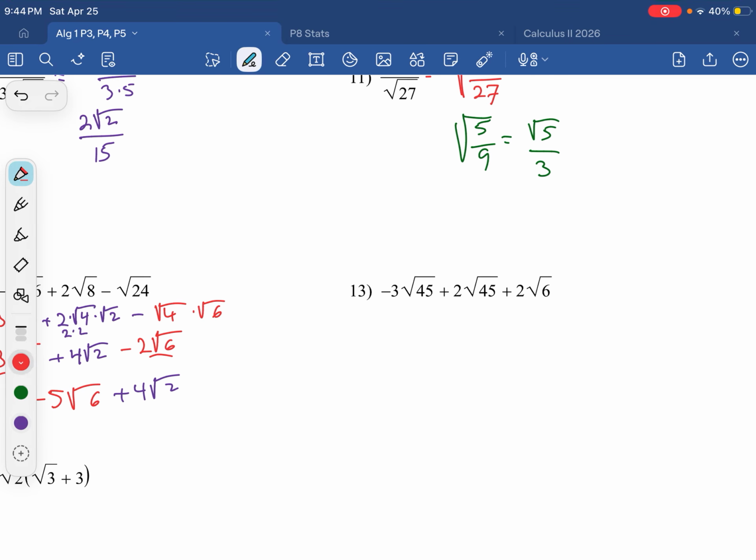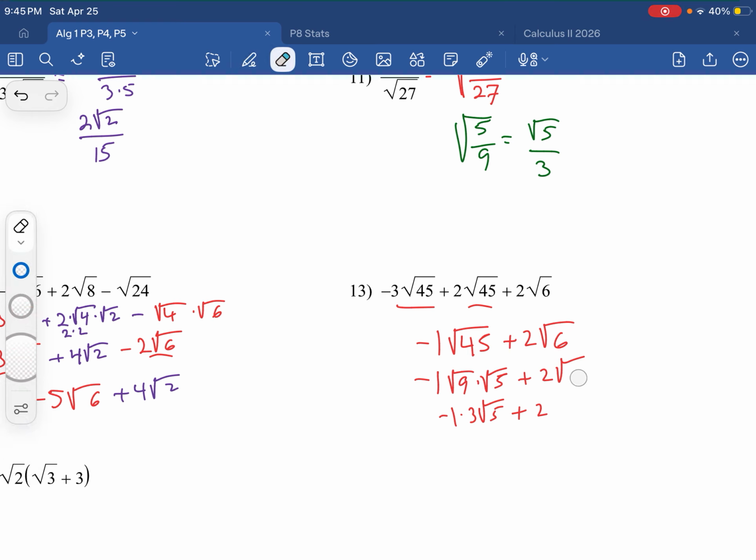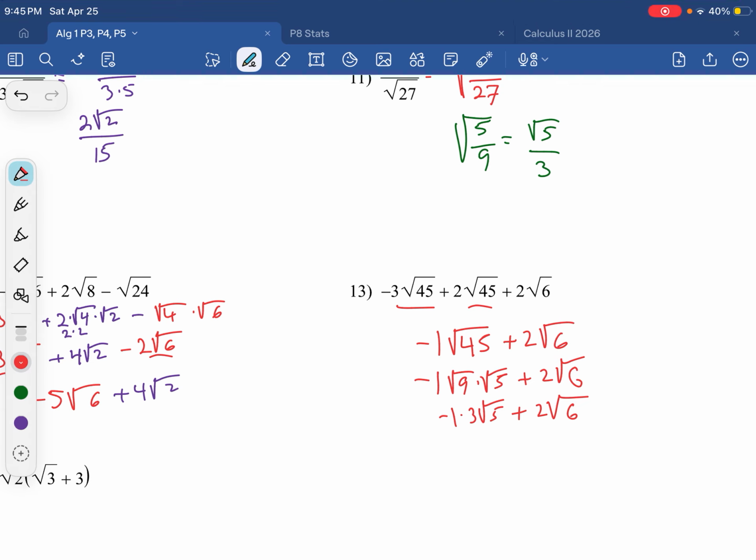Same idea in 13. Now, you don't have to simplify these beforehand. We can say that this is going to be -1 square root 45 plus 2 square root 6. I can rewrite the square root of 45 as 9 times the square root of 5 plus 2 square root 6, or -1 times 3 square root 5 plus 2. Sorry, I didn't mean to write a 2 there. Or -3 square root 5 plus 2 square root 6.